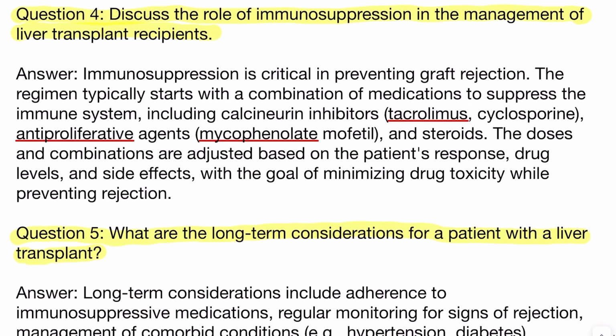The role of immunosuppression in the management of liver transplantation. We all know that immunosuppression is critical in preventing graft rejections. The regimen starts with a combination of medications to suppress the immune system. Remember these groups: calcineurin inhibitors, tacrolimus, cyclosporine, anti-proliferative agents like mycophenolate mofetil, and steroids. And the doses and combinations are adjusted based on the patient response, on the drug levels and side effects, and our goal is to minimize the drug toxicity while preventing the rejection.